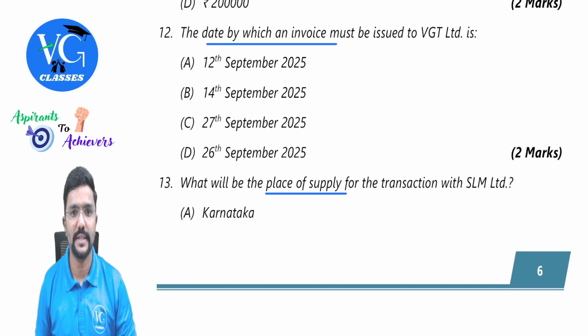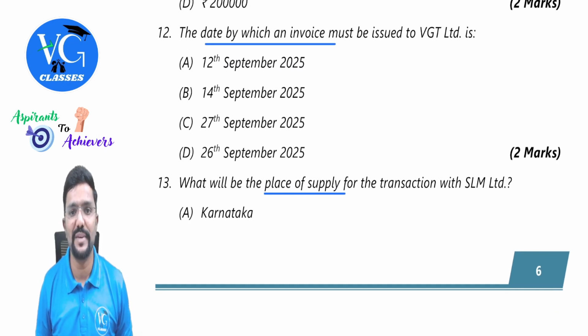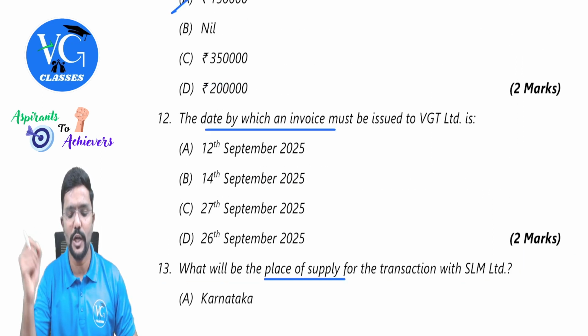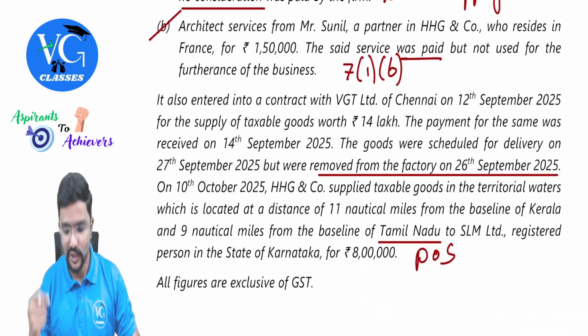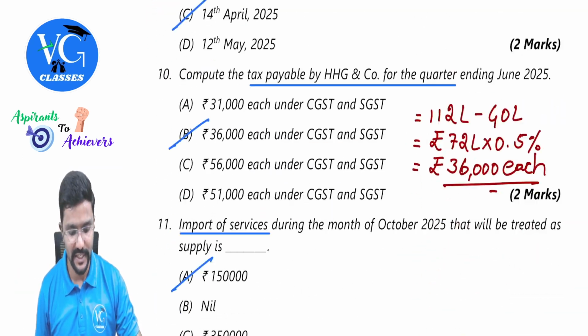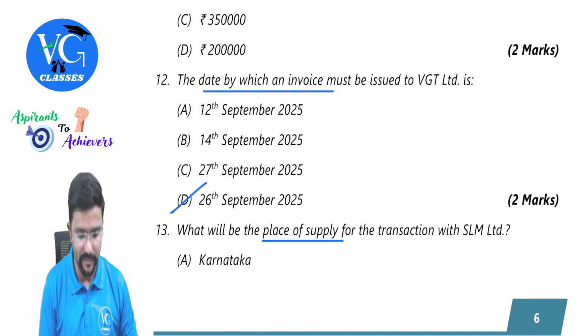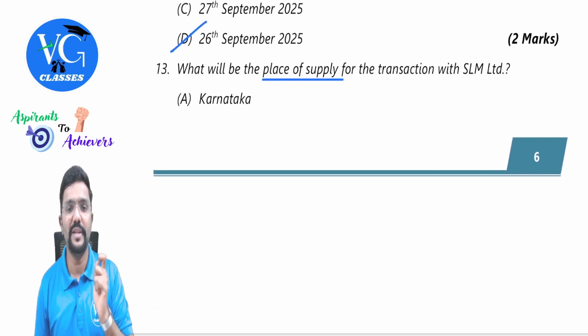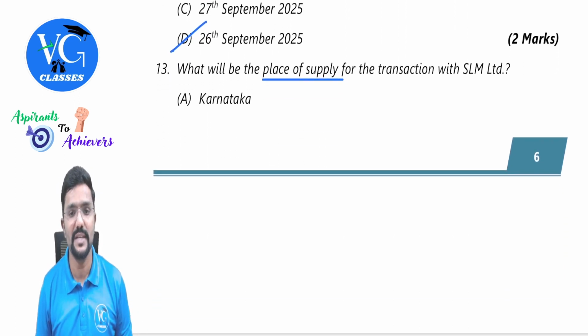Yes, sir. Next. The date by which an invoice must be issued to VGT Limited, that is on or before the removal of goods, guys, which is 26th September, as per section 31. 26th September. Got it, sir. What will be the place of supply for the transaction with SLM Limited? Tamil Nadu.